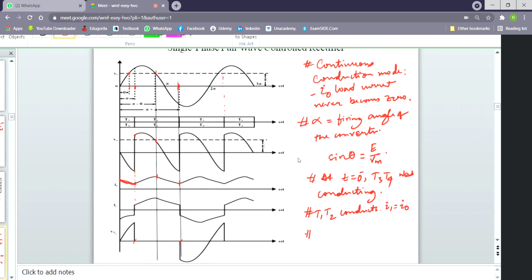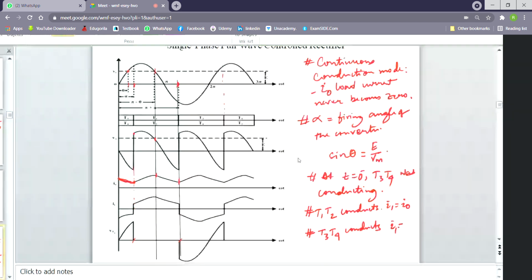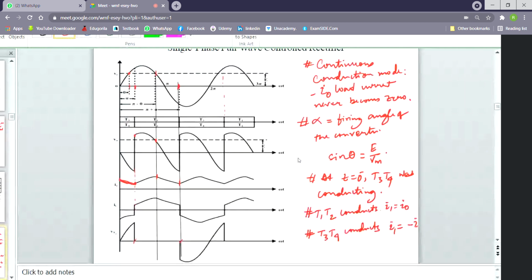When T3 and T4 are conducting, what is happening to our I1? It is equal to minus of I0. If this is I0, then this is the source current. So when T3 and T4 conduct, the source current I1 is equal to minus of I0.